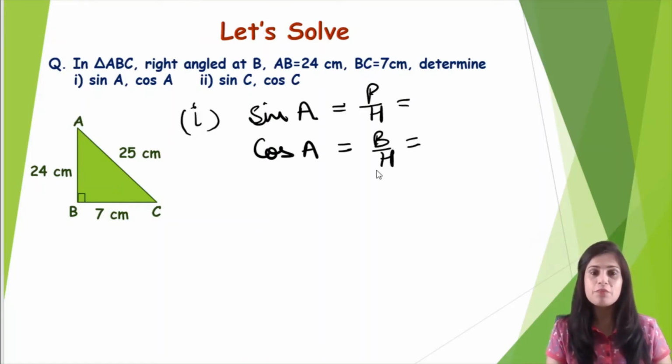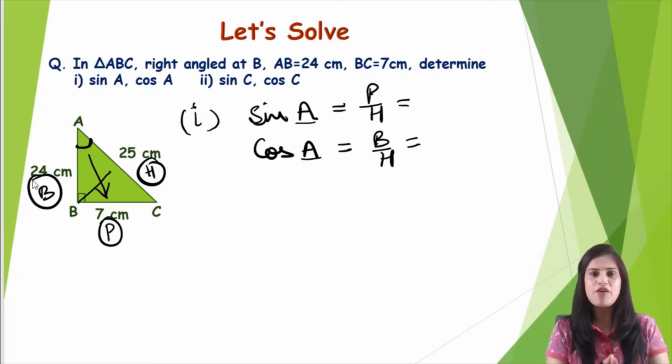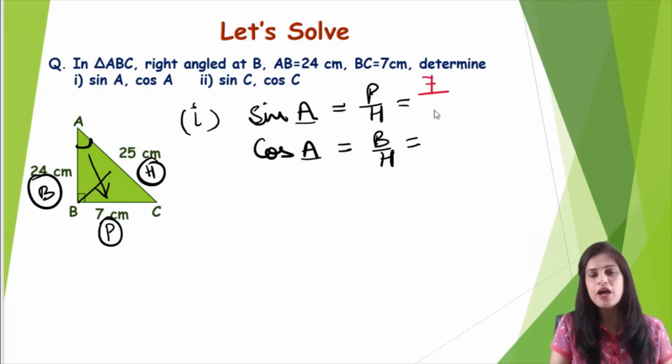Let's put their values. But before putting values, we need to check the angle. Here they are talking about angle A. Here is the angle A. Opposite to angle A would be, yes, perpendicular. Then opposite to 90 degree is hypotenuse, and the remaining side is base. So here we have found the perpendicular, hypotenuse and base according to the angle which they are asking, right? So what is perpendicular? Let us repeat. Perpendicular is 7, hypotenuse is 25, and base is 24, hypotenuse is 25. So here we have found the answer of the first part.